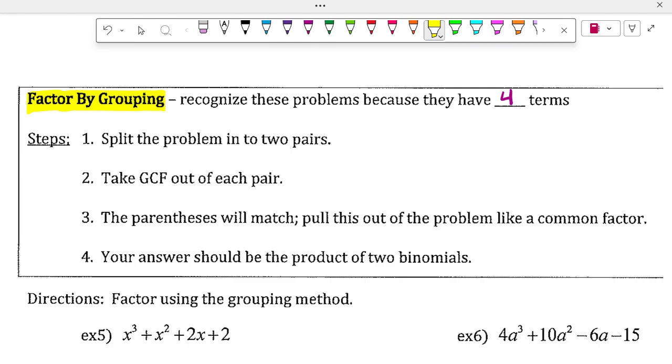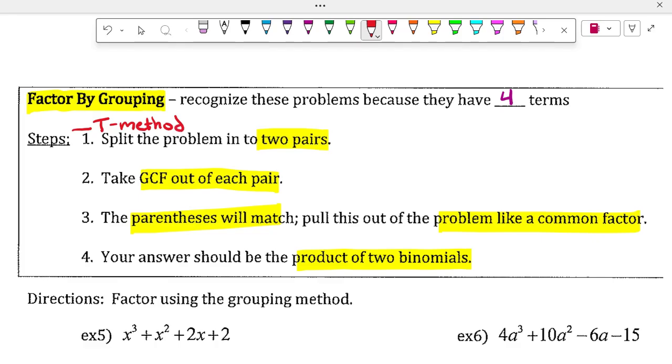But you would split the problem into 2 pairs. So you group the first 2 and the last 2 together. You take the GCF out of each pair. The parentheses will match, and you pull this out of the problem like a common factor. And your answer should be the product of 2 binomials. These steps are describing what I call the T method, which you'll see why I called it that in a second.